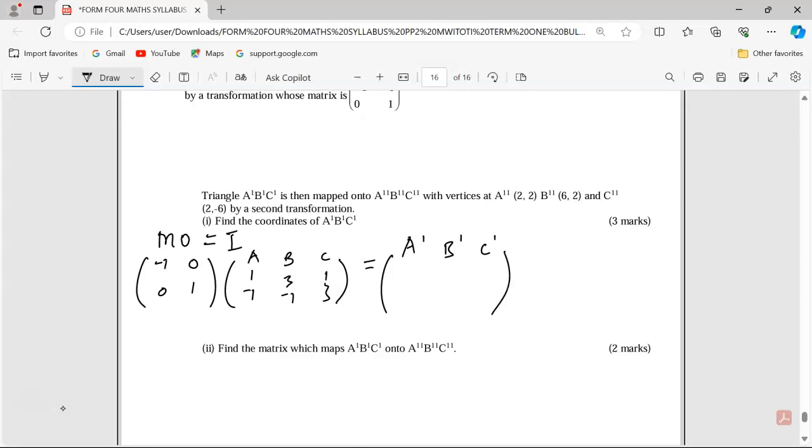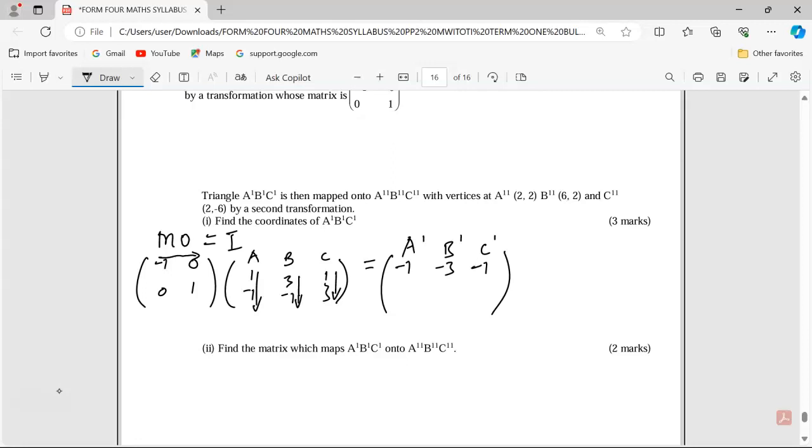So the multiplication will happen such that this row will multiply the first column for us to get the first element. So we need -1 times 1 and 0 by -1, and that will give us -1 plus 0, which is -1. The next element will be the same row times the next column, such that -1 multiplies 3 and 0 multiplies -1. So that will give us -3. We'll also have the same row times the last column, such that we have -1 by 1 and 0 by 3. So that gives us -1.